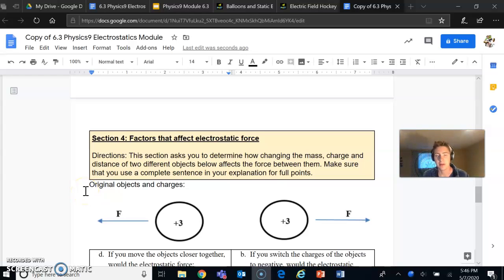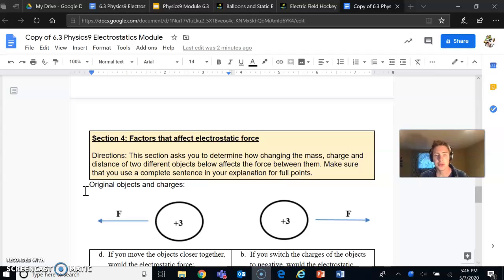Today we're going to be talking about factors that affect electrostatic force. This section asks how, if you change the mass, charge, and distance of two different objects, the force between them will change. The really important key point here is that we use reasoning. I'm going to highlight answers, but I'm not going to explain the reasoning. It's up to you to write down the reasoning after you watch it.